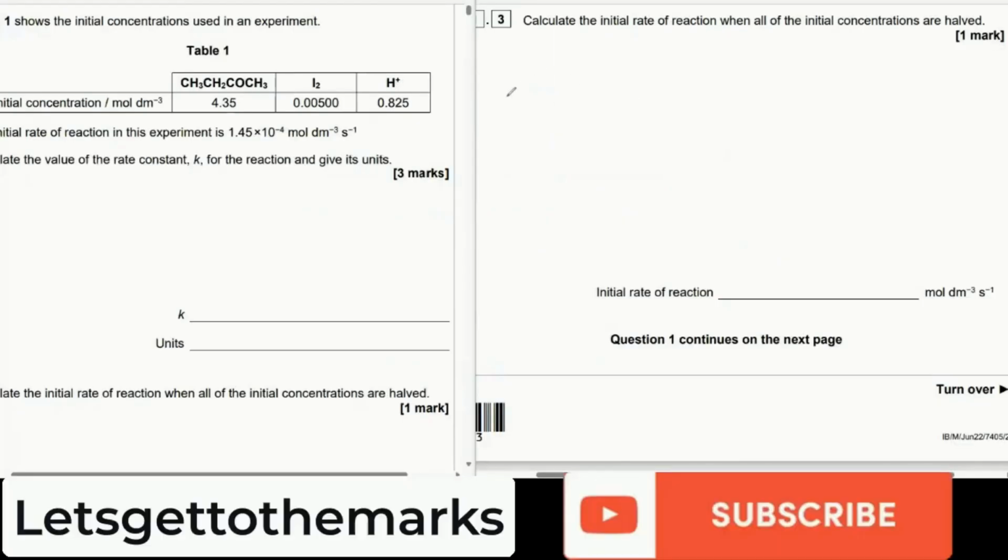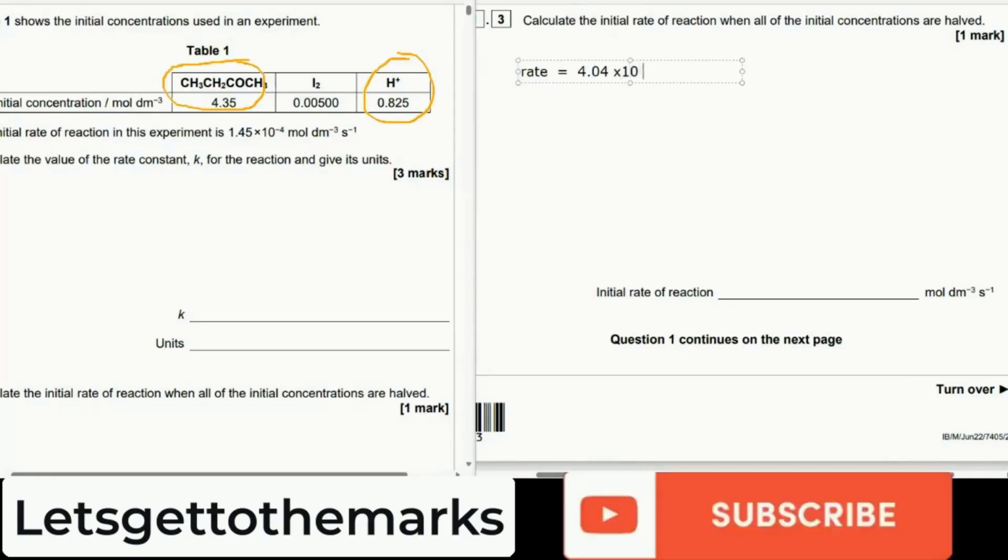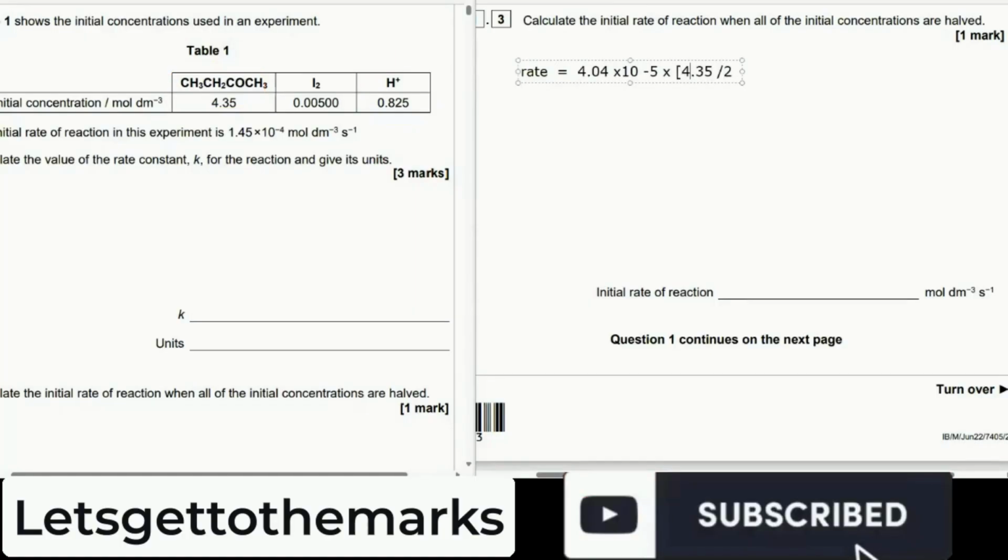Okay, let's go. Right, we're on 1.3. Calculate the initial rate of reaction, which I've underlined here in blue, very badly, when all the initial concentrations are halved. So what would happen if we halved CH3CH2COCH and the hydrogen ions, which I've circled here in orange? Well, we can find it out.